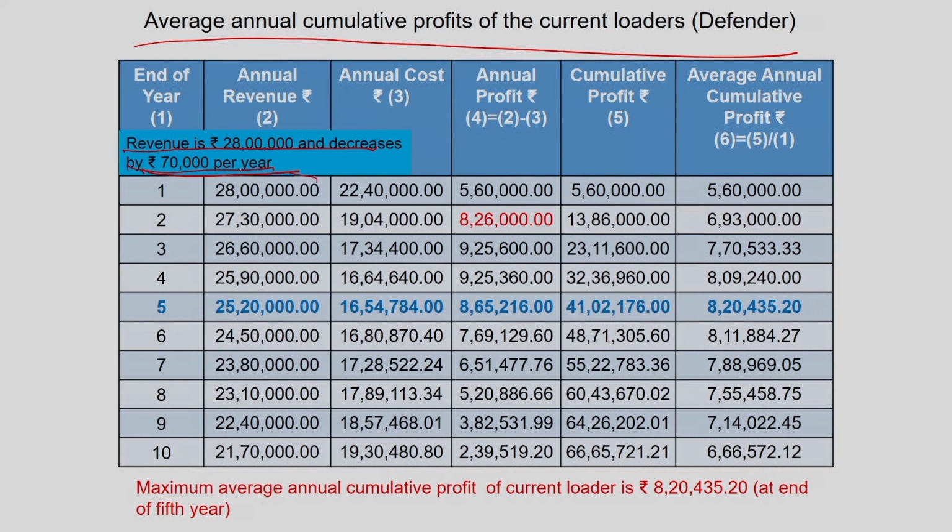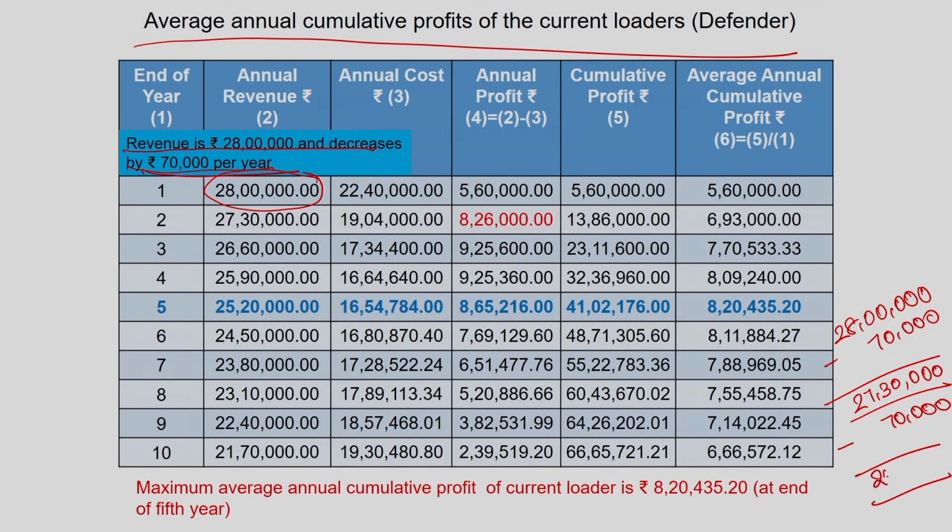Okay. To start with, for the first year it is 28 lakh. Then the revenue is decreasing by 70,000 every year. So subtract 70,000, you will get the revenue for the second year, that is 27 lakh 30,000. Now again subtract the 70,000 to get the revenue for the third year. It is nothing but 26 lakh 60,000. So you keep deducting 70,000 for every year, and you will get the annual revenue for every year.